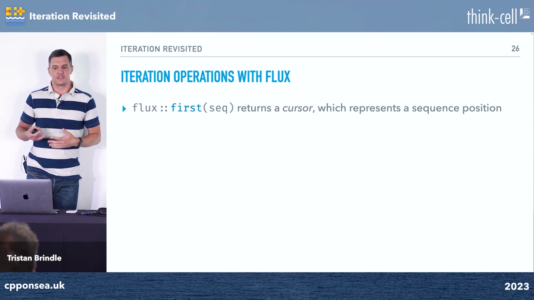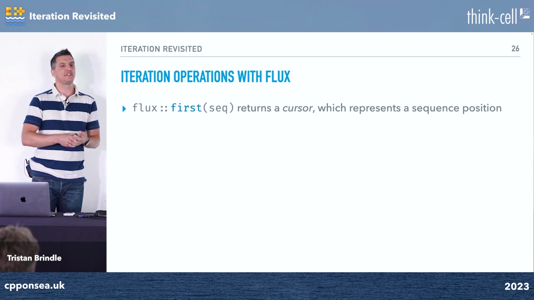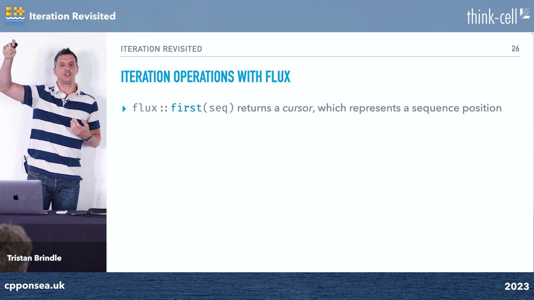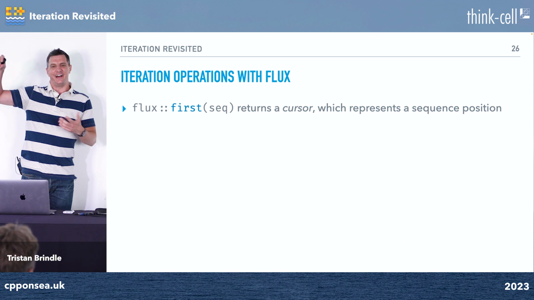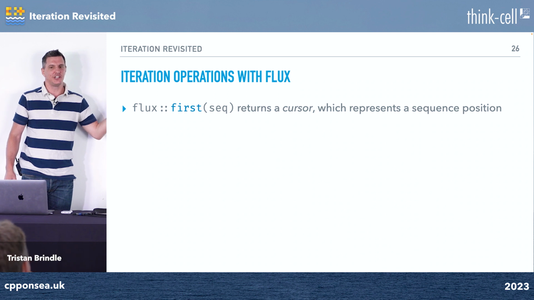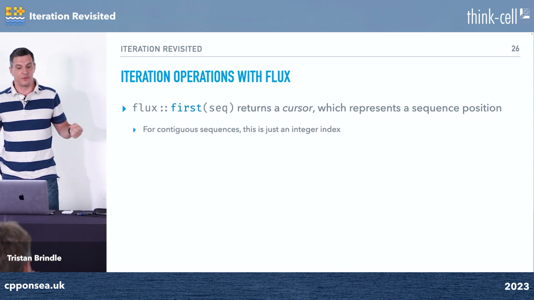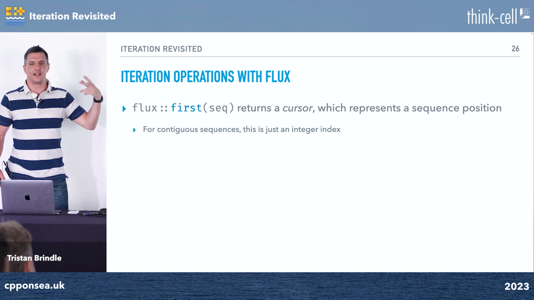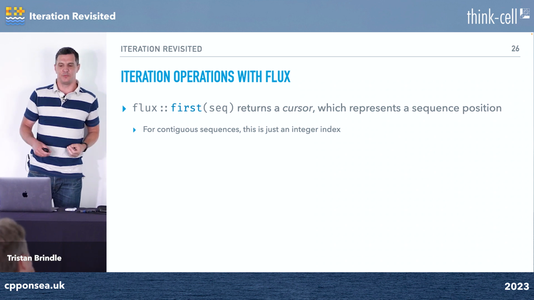So we have this function first. You call it on some sequence, and it returns you an object called a cursor. And a cursor represents a position in a sequence. A cursor is a generalization of the idea of an index. And actually, originally, when I was writing the library, I called these things indices, but the word index has strong associations with an integer, and cursors don't necessarily have to be integers, but it does so happen that for contiguous sequences, it is literally just an integer index. So in any of the following slides, when you see the word cursor, if you just mentally substitute the word index, you're going to understand what's going on.